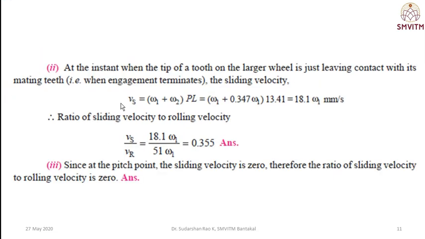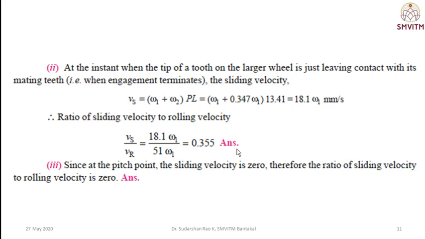Next, at the end of the contact, you have to multiply with the path of recess, here 13.41. So omega 1 plus 0.347 omega 1 into 13.41 is 18.1 omega 1 millimeter per second. Therefore the ratio of sliding velocity to rolling velocity, Vs by Vr, at the end of the contact is 18.1 by 51, that is 0.355.